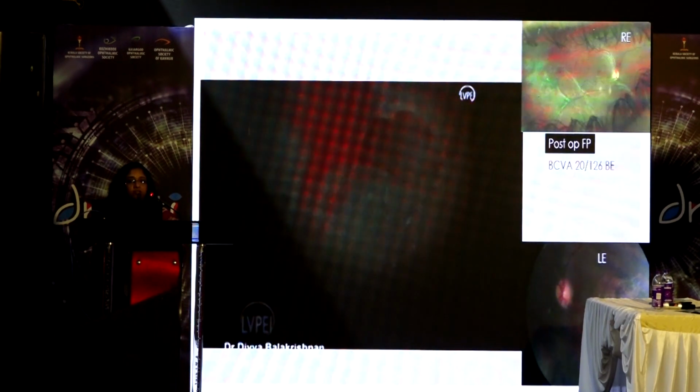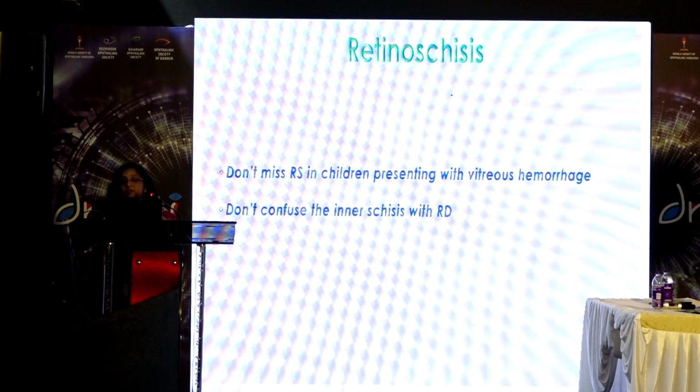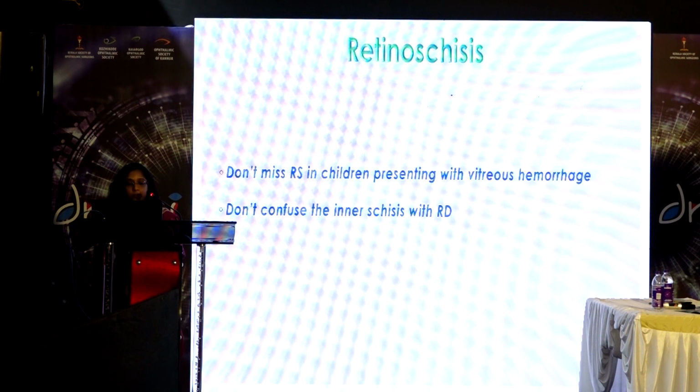So whenever any child has a history of trauma, you have to be very careful not to just attribute it to trauma. Look for any underlying diseases, especially sometimes life-threatening diseases like retinoblastoma.